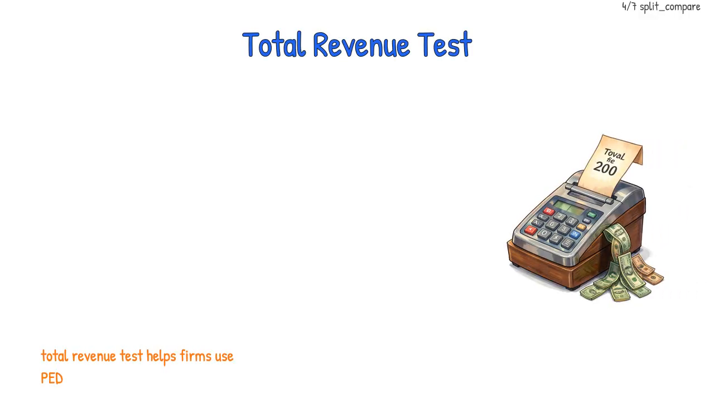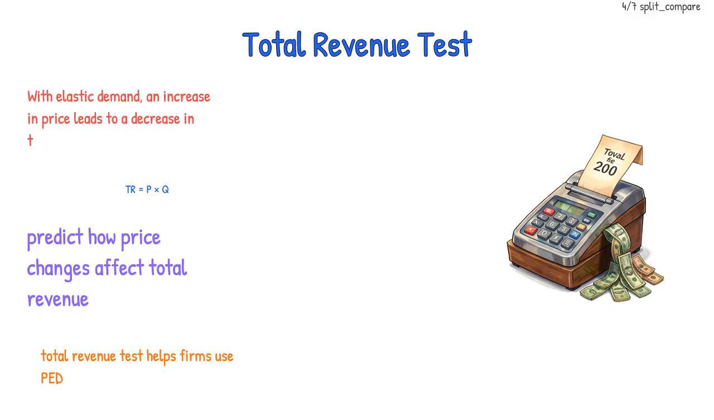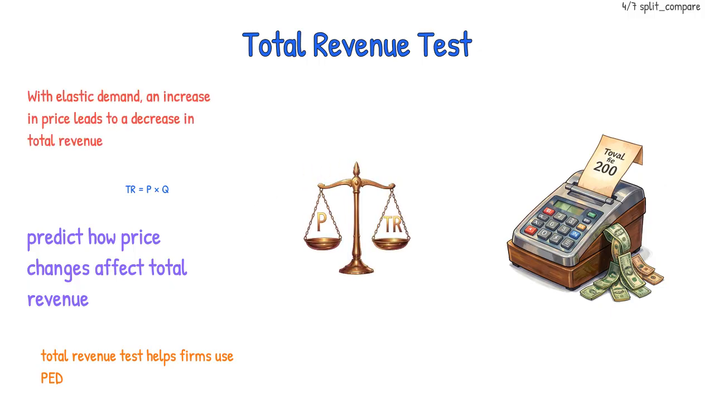The total revenue test helps firms use PED to predict how price changes affect total revenue, which is price times quantity. With elastic demand, an increase in price leads to a decrease in total revenue, and vice versa. With an elastic demand, a price increase leads to an increase in total revenue, and vice versa. With unit elastic demand, total revenue remains unchanged after price adjustments.